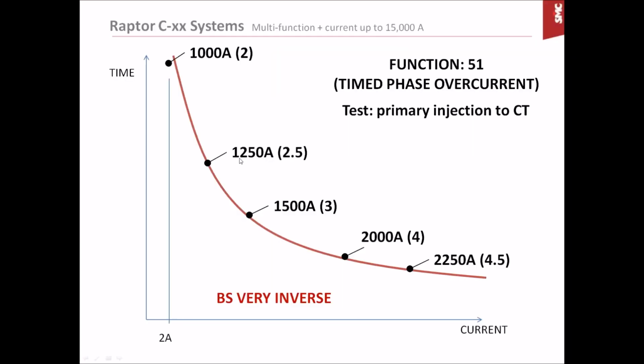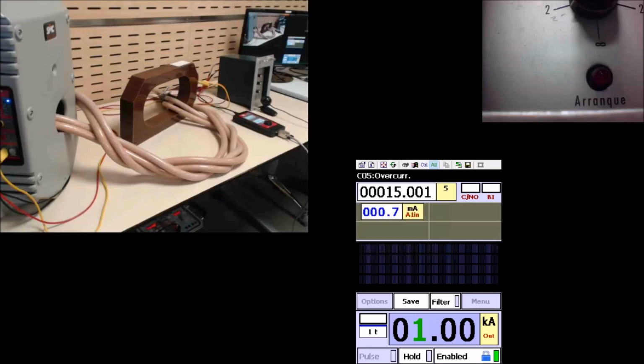The next value in the curve is 1250 ampere, which corresponds to 2.5 ampere in the secondary. So we select 1250 here, and start. We are now in a trip zone. So we save. We click on save.